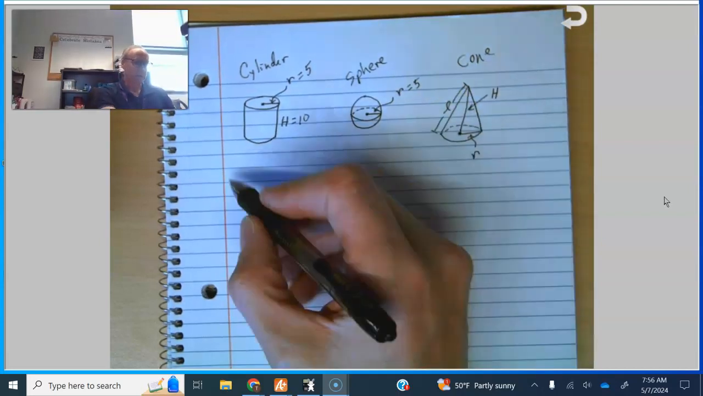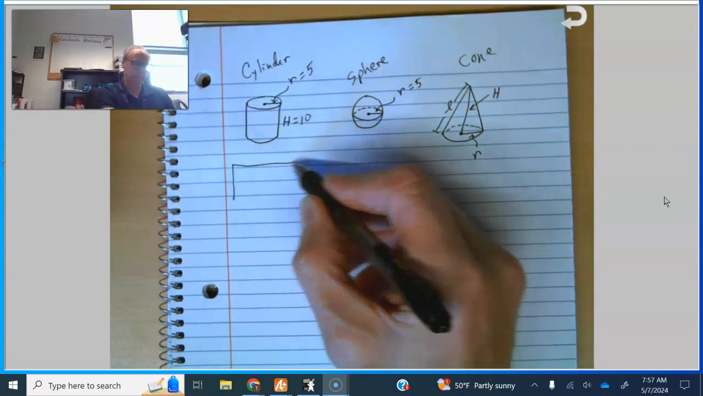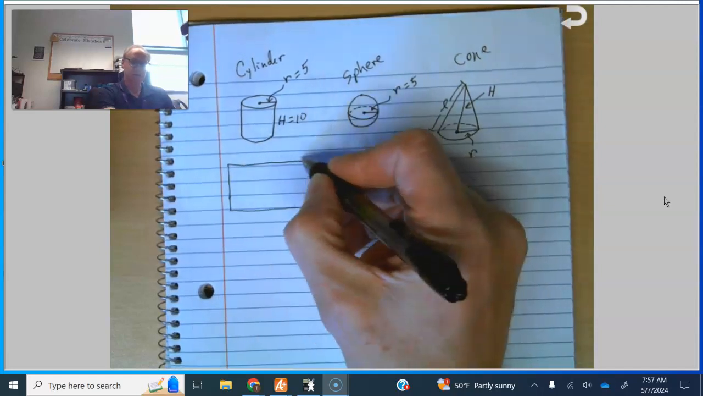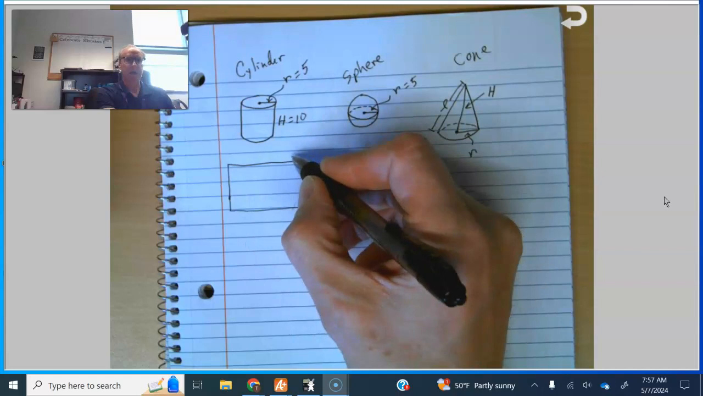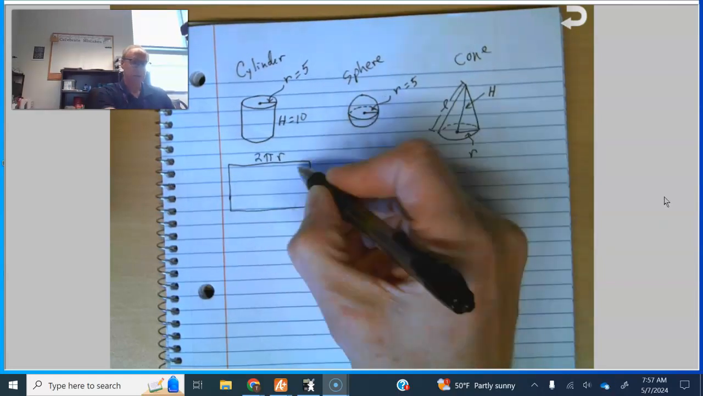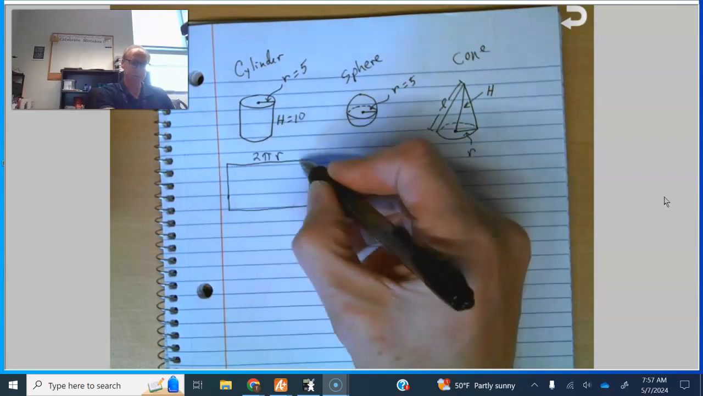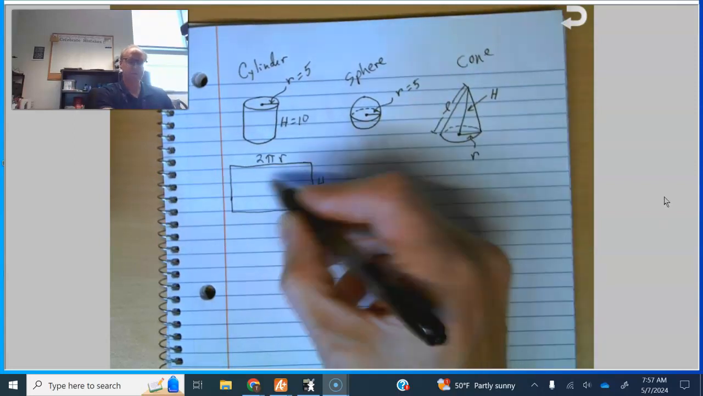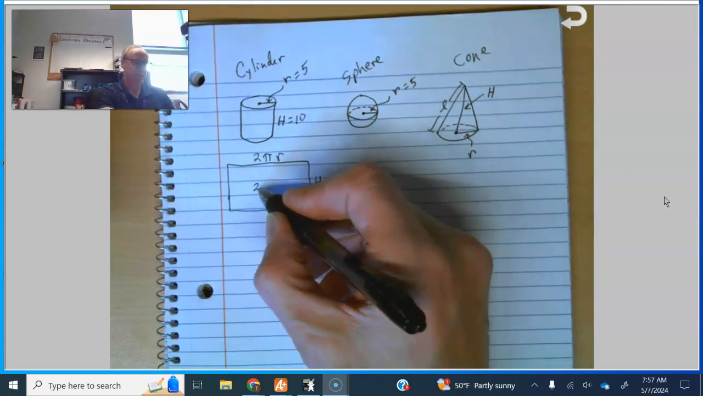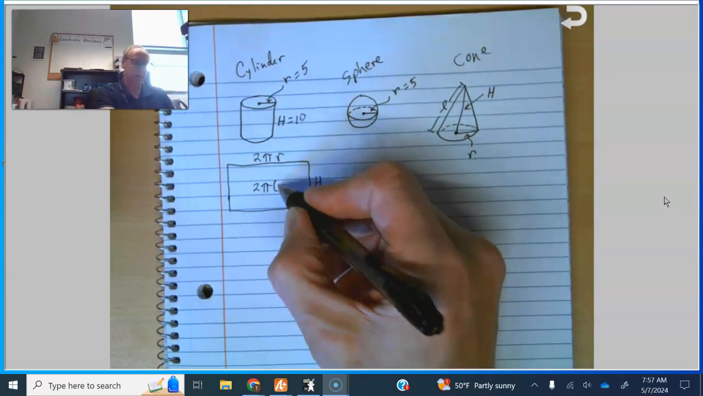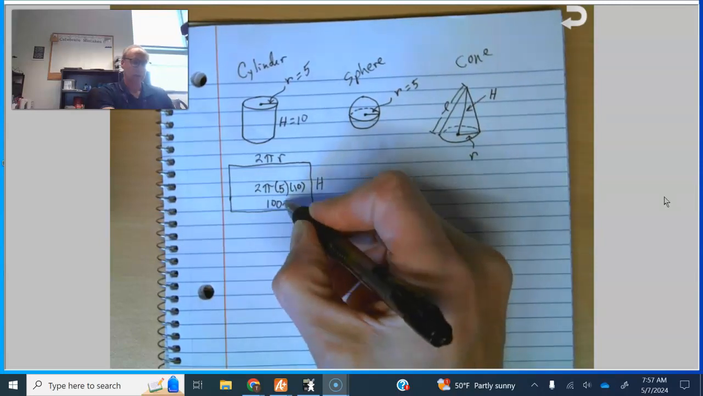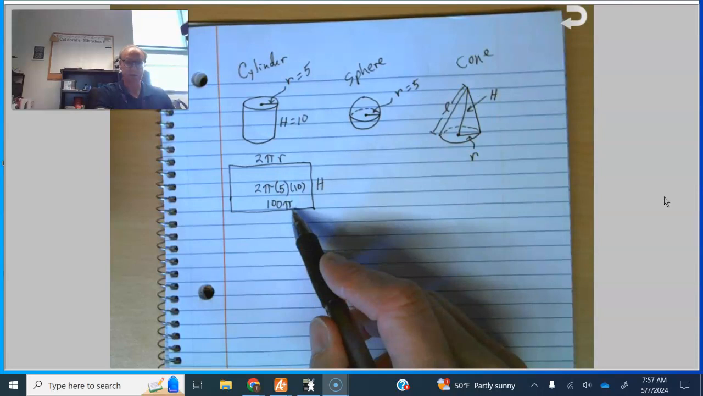Remember that we can unroll this thing where this distance is the circumference. There are pi diameters or 2 pi radii on this side. This is the circumference times the height, and that gives us our lateral surface area, which happens to be 2 times pi times 5 times 10, or 100 pi. This is in square units.